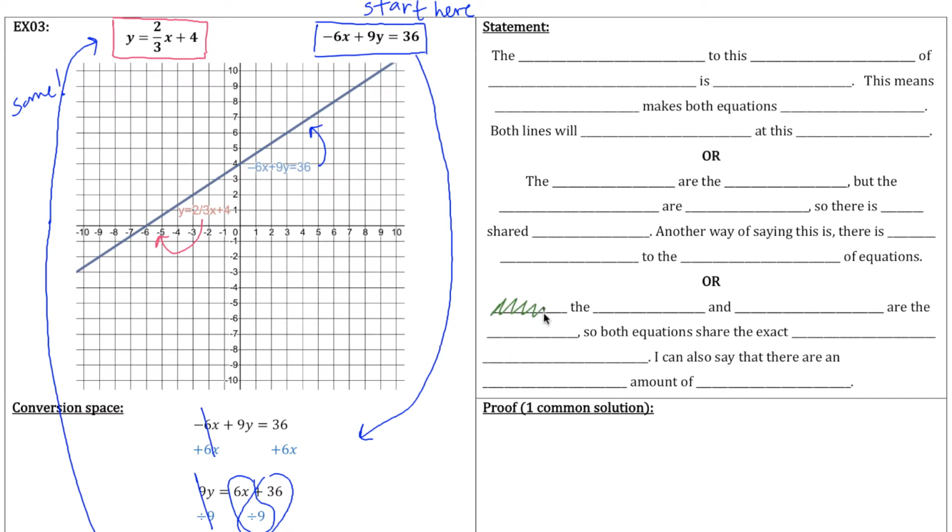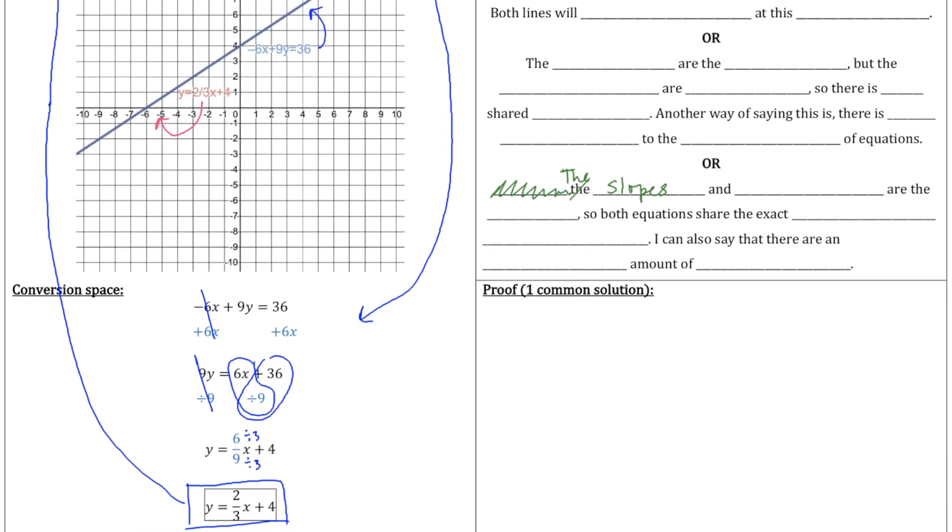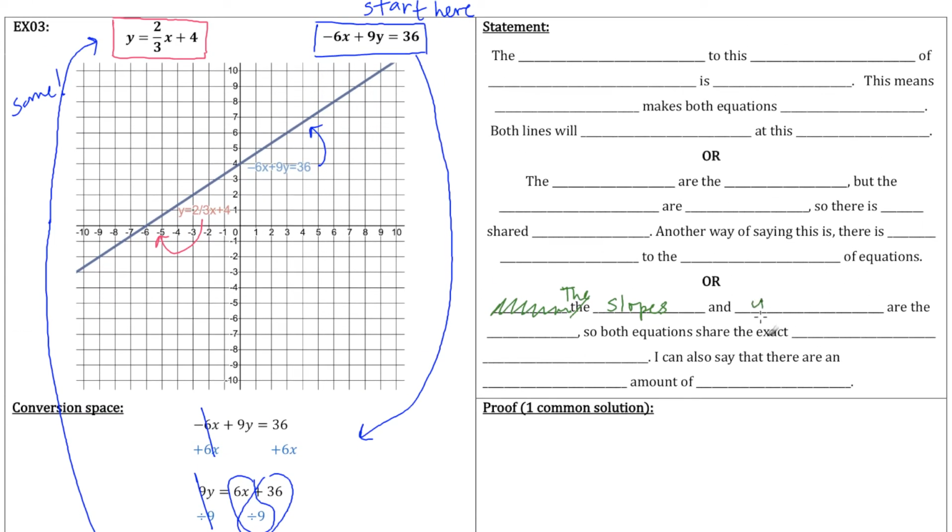So let's get rid of that and capitalize that. So they both have the same slope, right? And they both have the y-intercept plus 4, right? Yeah, plus 4. The slopes and the y-intercepts are the same.